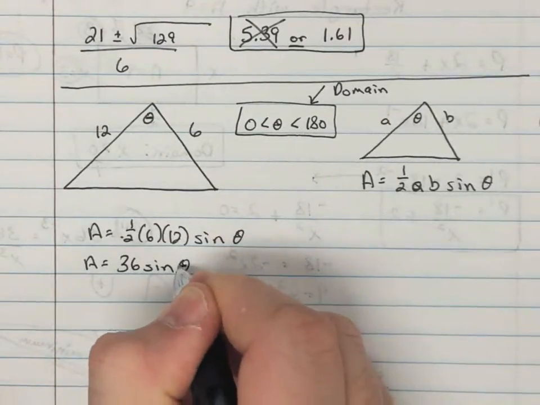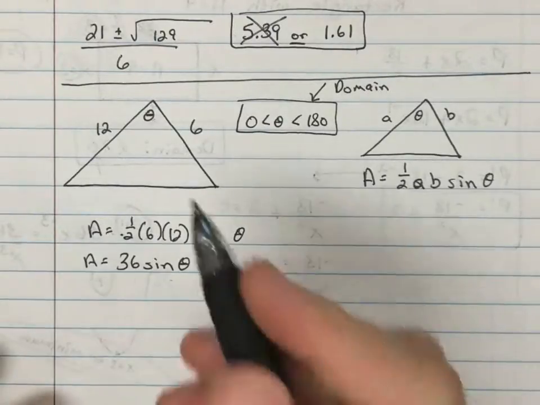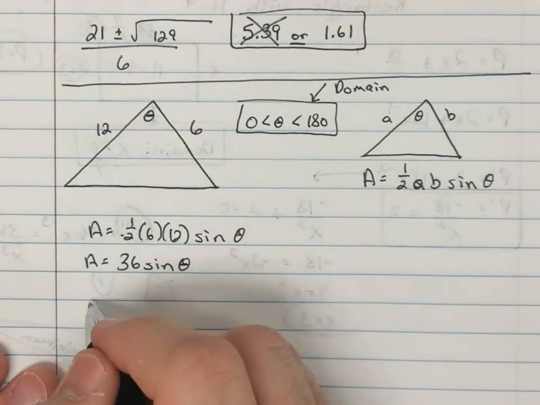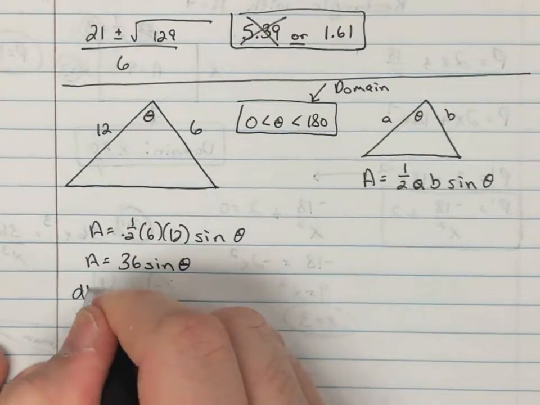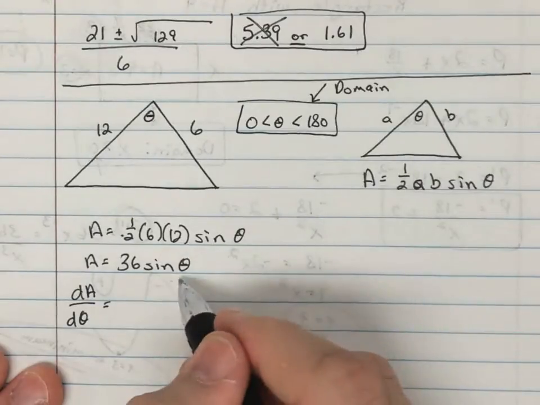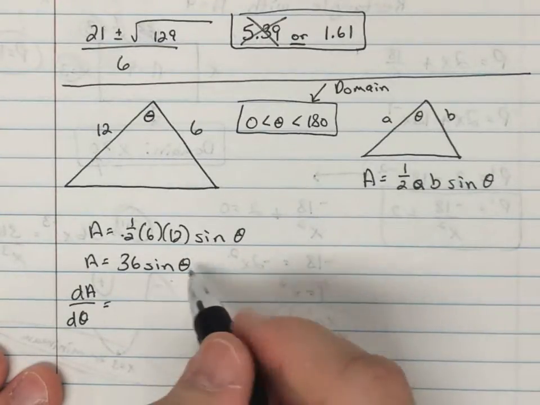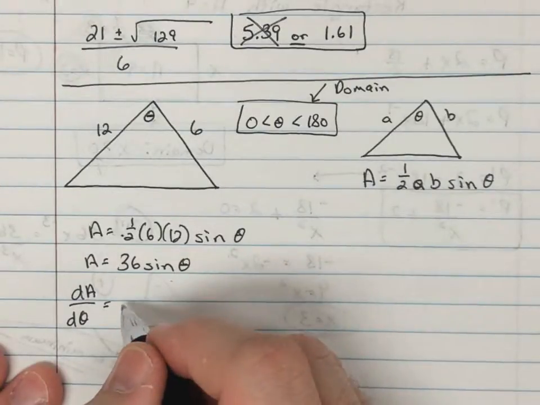So if I knew what theta was, I could plug it in right there, and I've got the area. But I don't. We're changing theta. We're trying to figure out what values of theta would give me smaller or bigger areas. So here we go. We're going to find the derivative with respect to theta, because that's my changing value. That's what we're looking to change here in order to get these different areas.